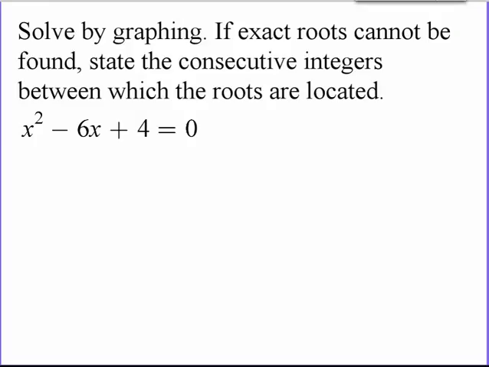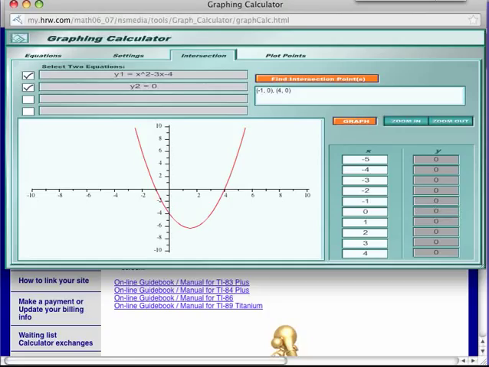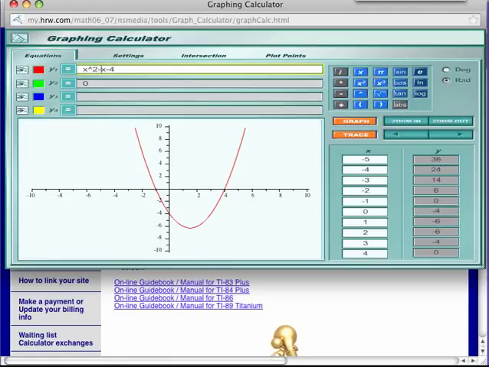So I need you to go ahead and graph x squared minus 6x plus 4. And I'm going to graph that up on the board as well so that we can see. So x squared minus 6x plus 4 equals 0. Okay, let's see what we got here. You're going to get something that looks like that.